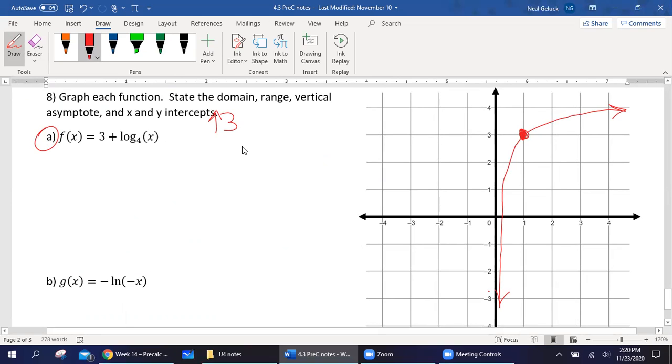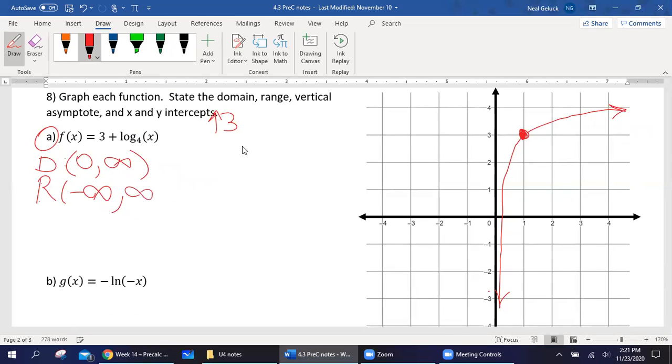So if we look at the domain, 0 to infinity, the range, negative infinity to infinity, the vertical asymptote didn't move from the parent, x equals 0. Now, here's where we got to do a little more work to figure out our x-intercept. It's definitely hitting the x-axis. You can see that it's hitting right there, but that's not an obvious number.